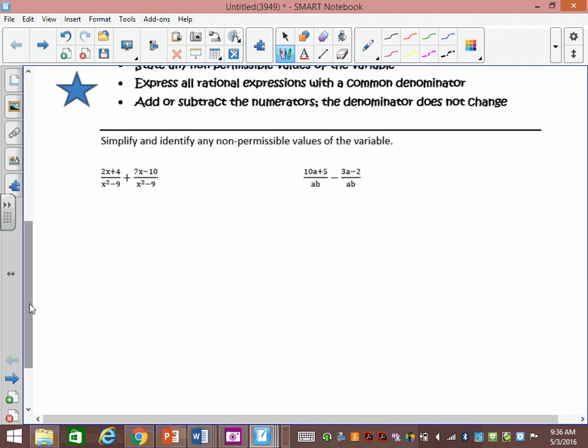So first thing we're going to do, 2x plus 4 over x squared minus 9, plus 7x minus 10 over x squared minus 9. Okay, well, do you know how many of you will start factoring the denominator? Which you can, and you'll see that they're the same. But then you'll also factor the numerator. Do not do that. If you factor the numerators and you factor them out, you're going to have to put them back in and then collect like terms and add and subtract them.